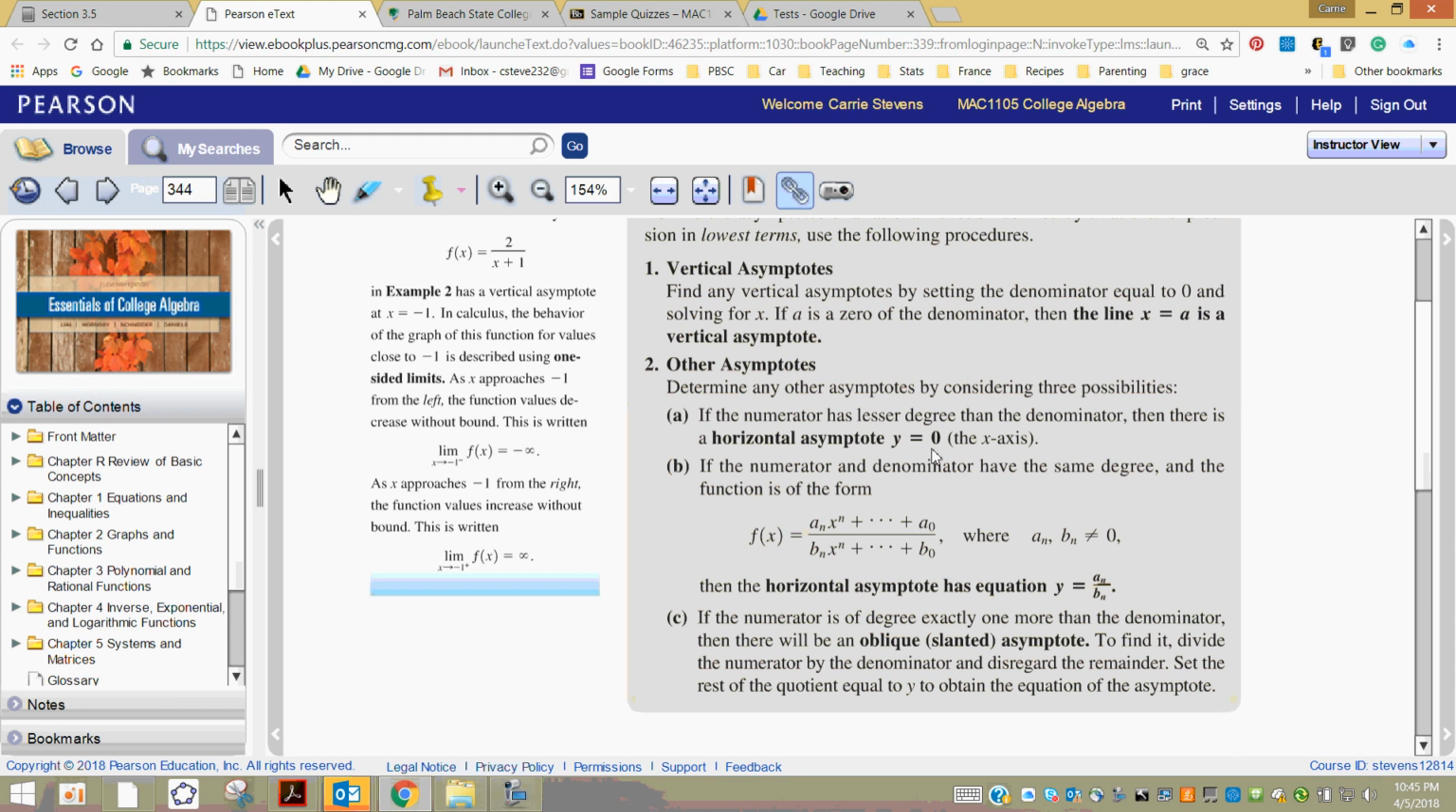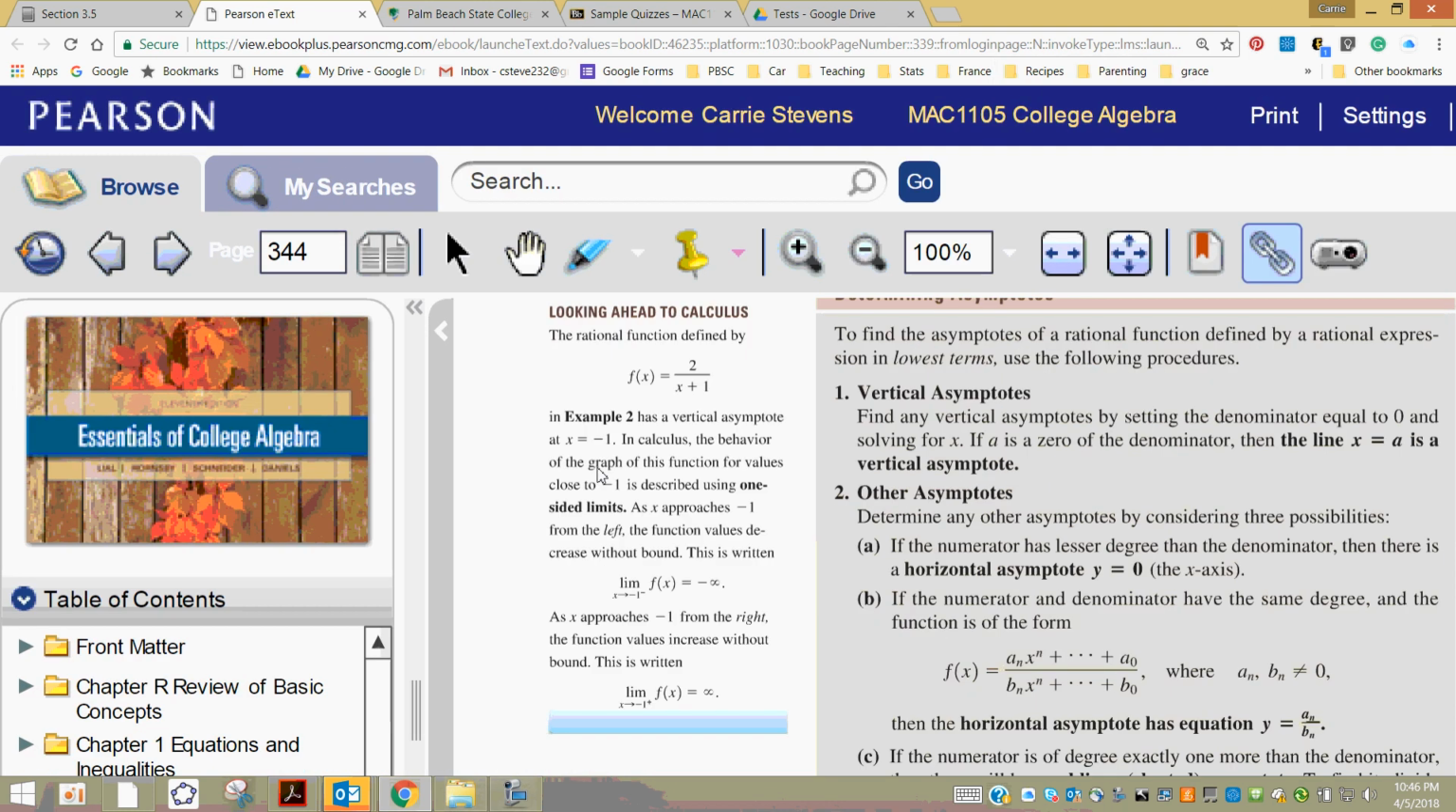The horizontal asymptote is a little bit more interesting how we figure that out. And that's outlined right here, a very wordy way, and I'm going to simplify it down. As I'm discussing this, it's coming from these formal definitions or axioms. So A says if the numerator has a lesser degree than the denominator, then there's a horizontal asymptote at y equals 0, the x-axis. Okay, so the degree, let's look at this example right here on the side, 2 over x plus 1.